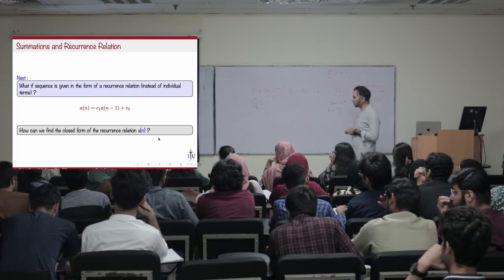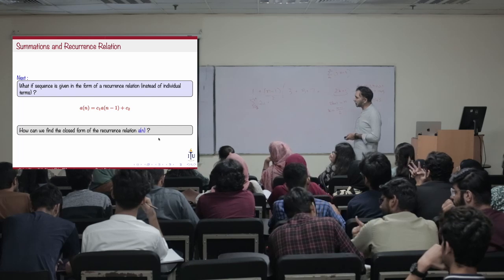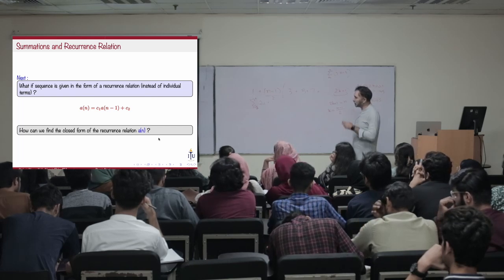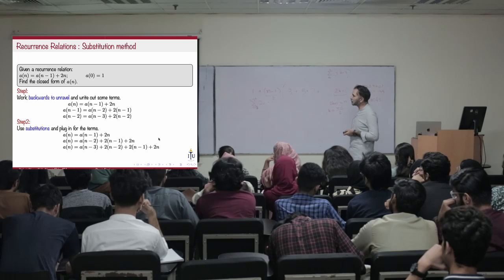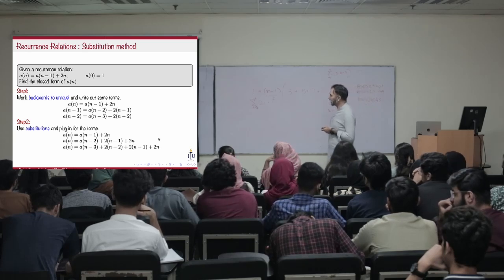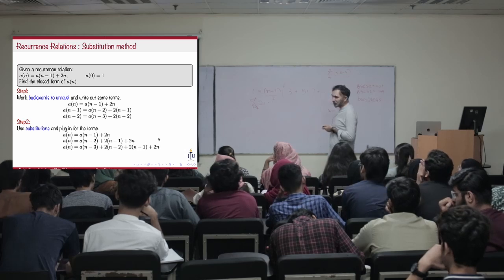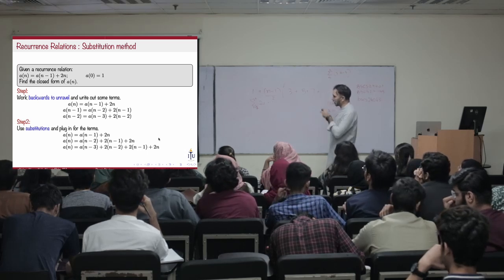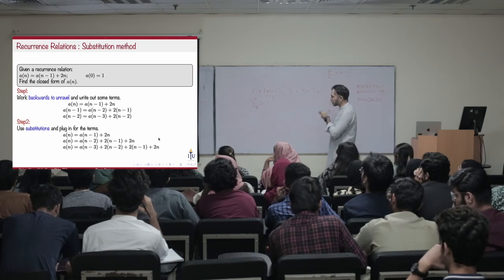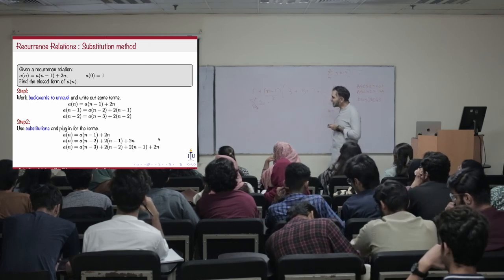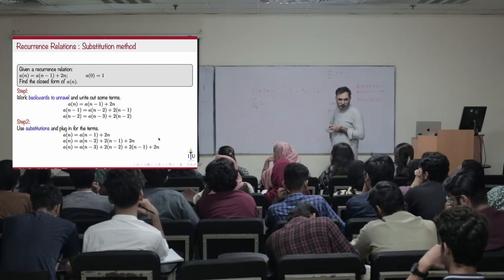This is a recurrence, and how do we solve this? I wanted to do one example, and here's the example. Okay, a of n is equal to a of n minus 1 plus 2n. This essentially corresponds to a recursive function.